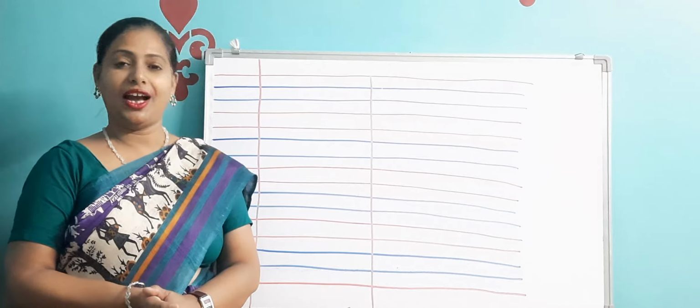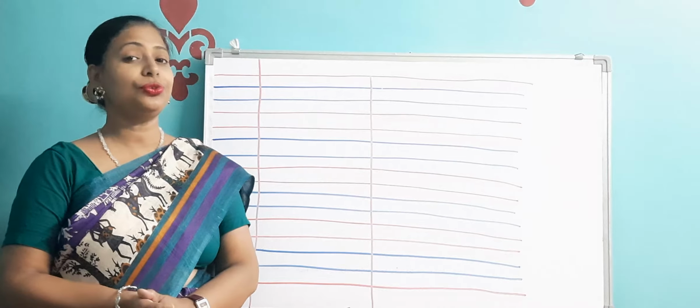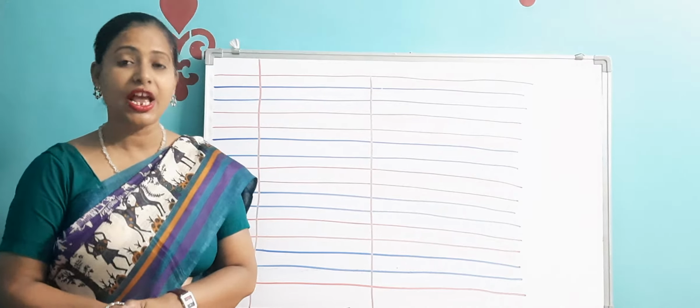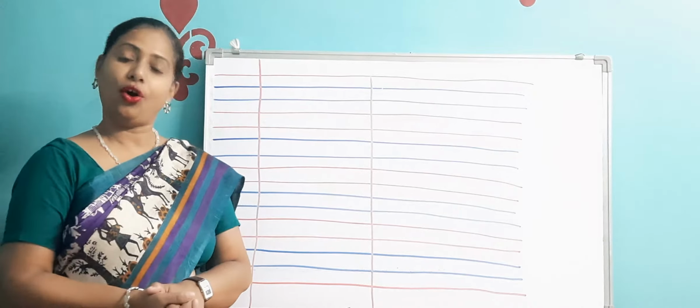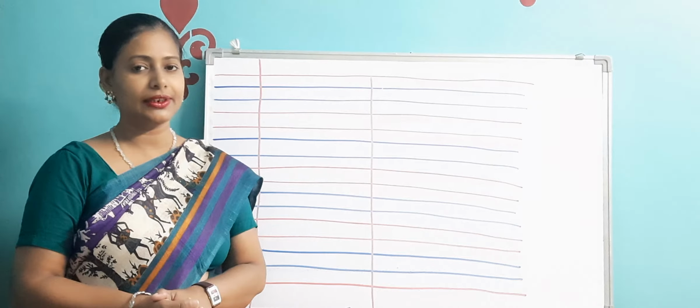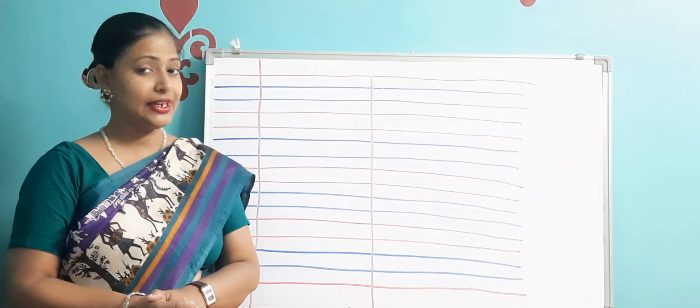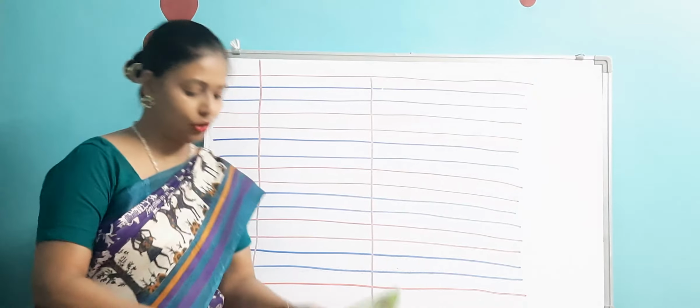I'm here to teach you English and I will be teaching you how to write English alphabets within the lines, within the 4 lines of your copy. Right children, we have already done A, B, C, D. 4 alphabets we have already learned. We will quickly have a look.